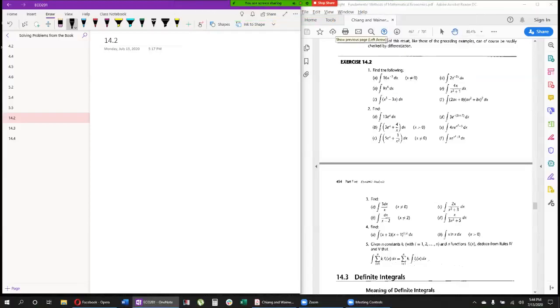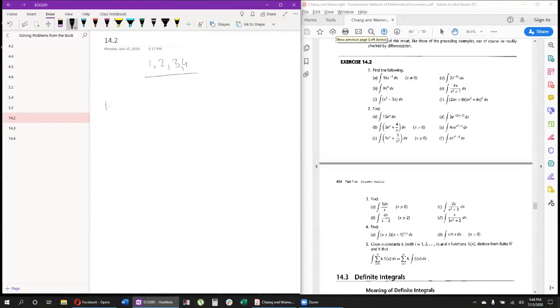So now let's try and solve a few problems from the book. From 14.2, you should be able to do numbers 1, 2, 3, and 4. So give it a go. I'm going to solve some of them, but as always, give it a go and try to solve all the remaining problems.